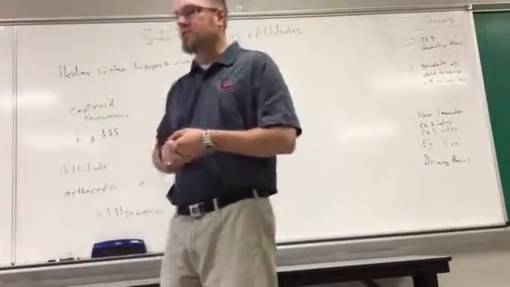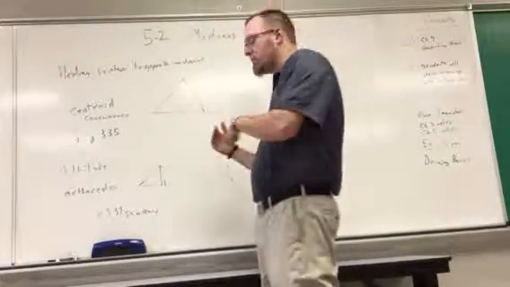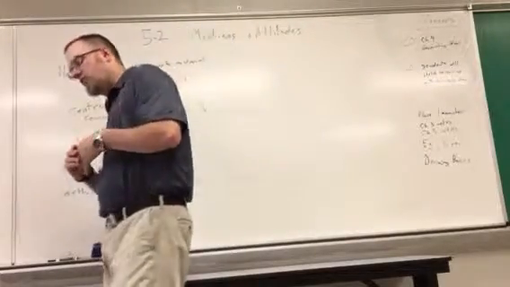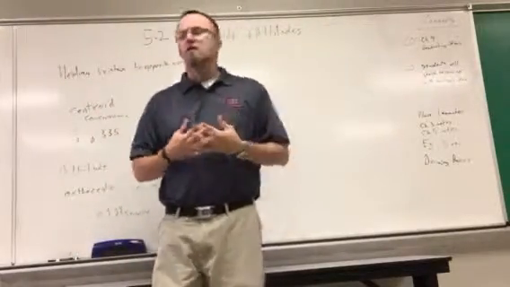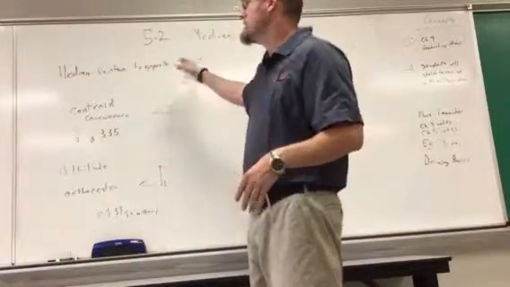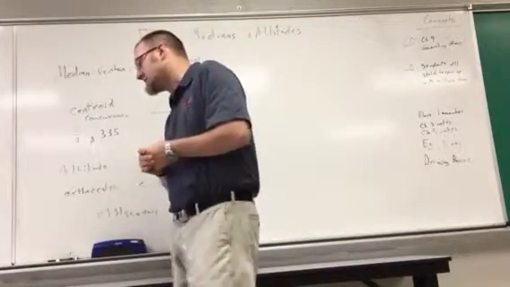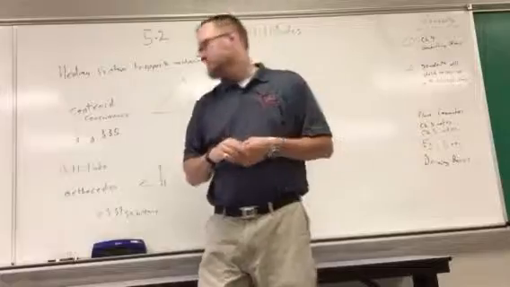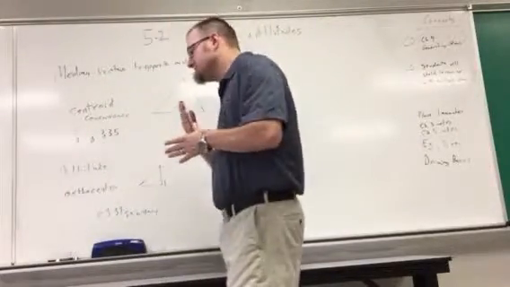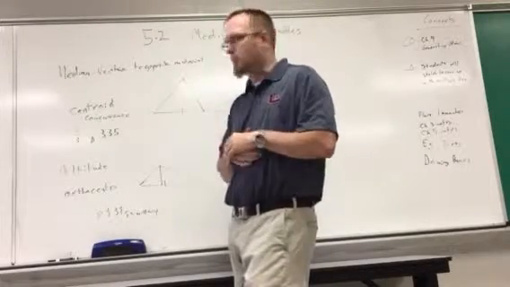Now, altitudes are also a concurrence. They are going to all run into each other in one point, and when they do, that's called the orthocenter. So we've got the orthocenter here, the centroid here, and then we had the incenter with the angle bisectors, and we had the circumcenter with the perpendicular bisectors. Okay, so each one of those has different qualities.